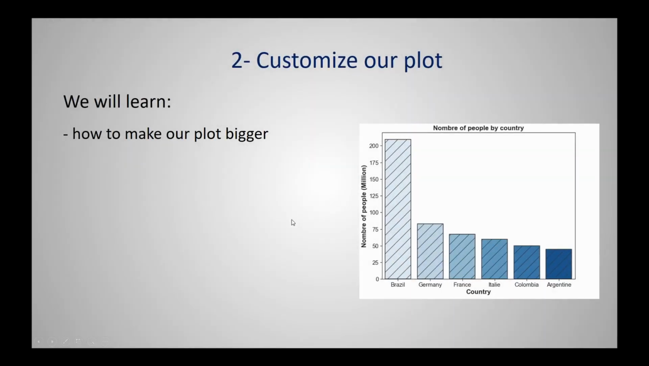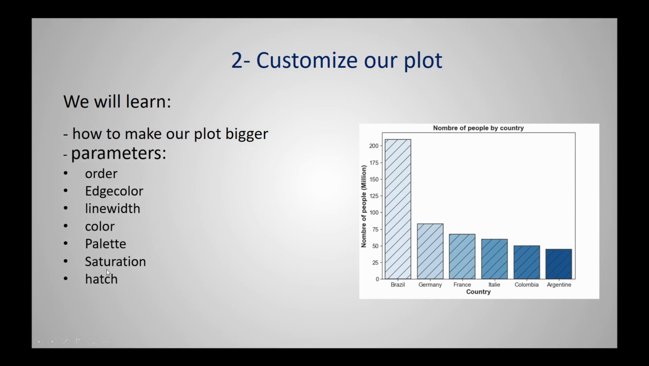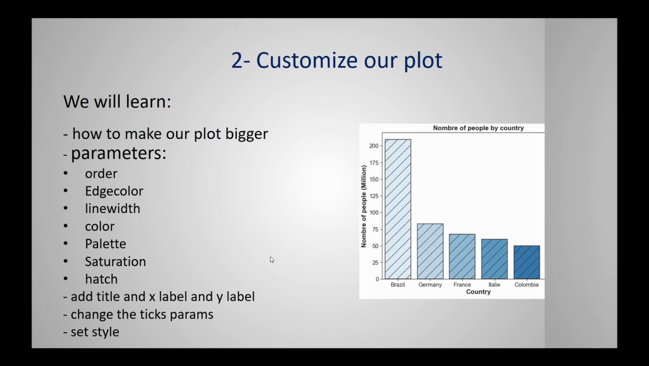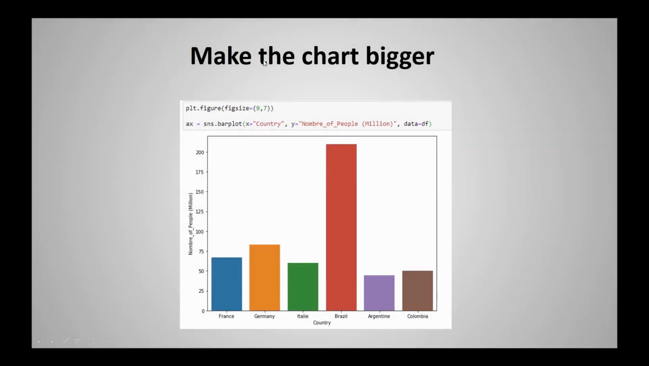Now, to make our chart better, we will see how to change its size, also to use all these parameters to customize it, and we will learn how to add title, x label, y label, and change the text parameters and set the style of our chart. So, to make our chart bigger, we have to add the plt.figure function to our code and pass to it the figsize parameter, which takes width and height as values. For our example, we'll take x equal 9 and y equal 7.